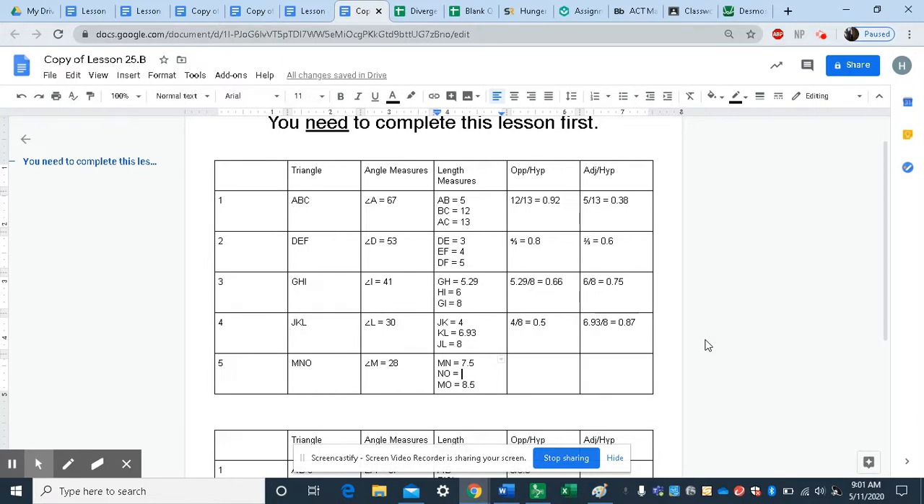And 16 is a perfect square. So that means we can easily take the square root of 16. So the square root of 16 is 4. So that means 4 times 4 equals 16. So our missing side length is 4.